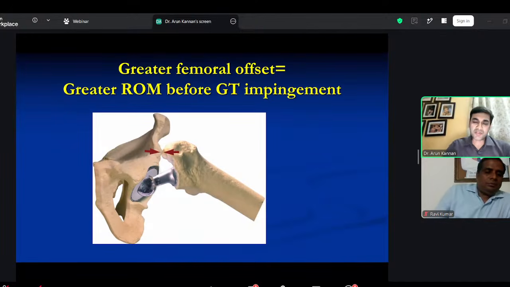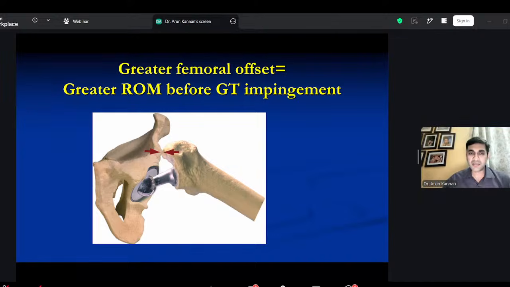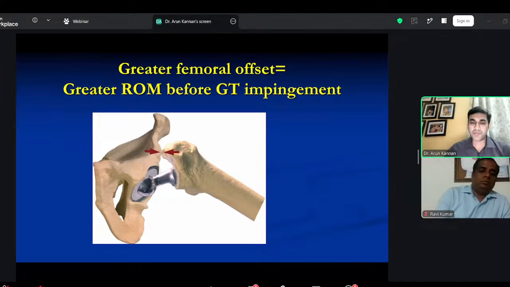The second importance of offset is about impingement. If we shorten the offset, then the GT tends to hit against the pelvis within a shorter range of movement, and this can be a cause of reduced range of movement as well as dislocation. So if we maintain the offset, the femur is away from the pelvis, and that will improve our range of movement before impingement happens.